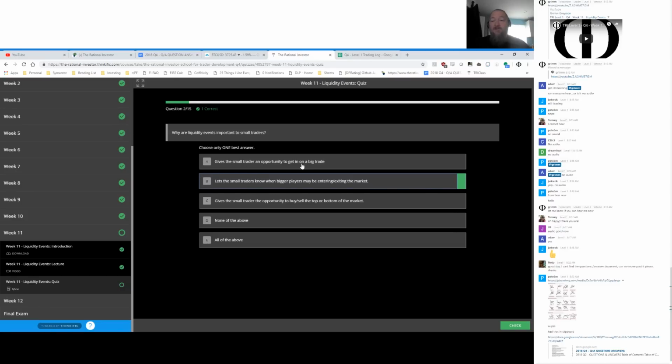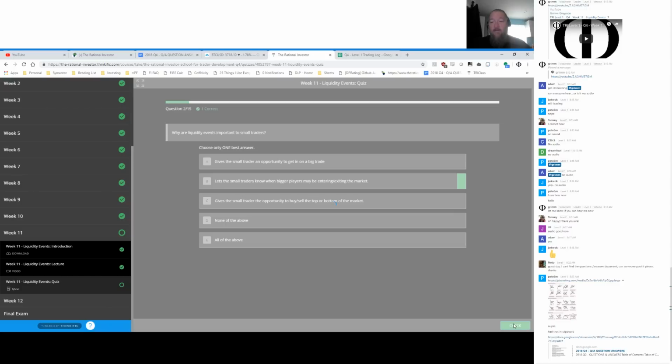It does not give the small trader an opportunity to get on the big trade. We don't want to get caught up in that, right? So we do not look for trades leading into this. And they do not give the small trader the opportunity to buy or sell the top or bottom of the market. We are not interested in buying the top or bottom of the market. We would love for the big whales to put in that top and bottom, and then we'll get in when the trade is optimal for us, right?